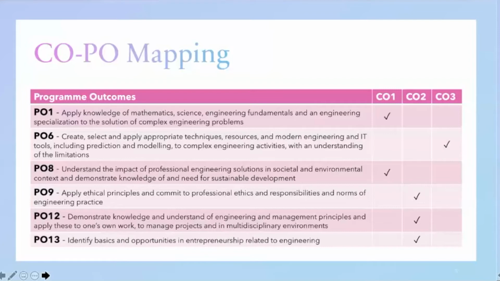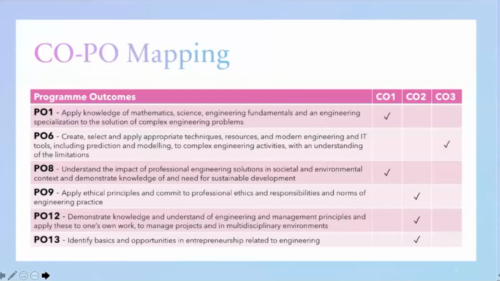And we map then the PO1, the program outcome 1, to course outcome number 1. What it means is that when the student, or you, are able to achieve course outcome 1, it means that program outcome 1 has already been achieved. That's what we call the mapping.